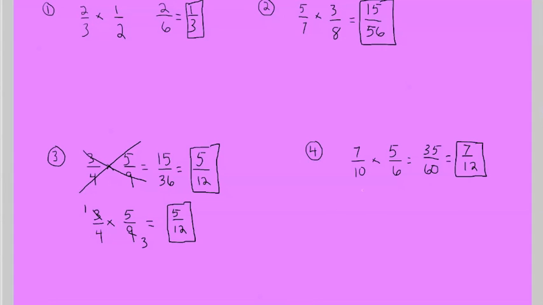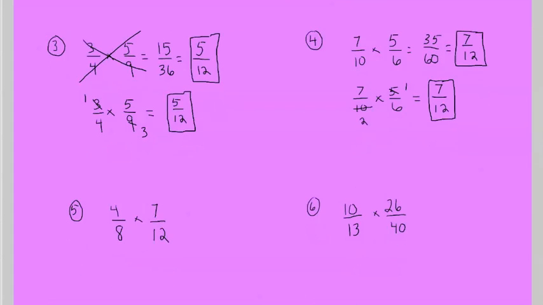If we look at it the other way with cross simplification, let's rewrite the problem. 7/10 times 5/6. So let's look at the cross numbers. The 7 and the 6 cannot be reduced any further. However, the 5 and the 10 can be reduced. 5 goes into itself 1 time, 5 goes into 10 twice. So now let's multiply. 7 times our new numerator of 1 is 7, and then 2 times 6 will give us 12. So again, we're going to get the same answer either way.